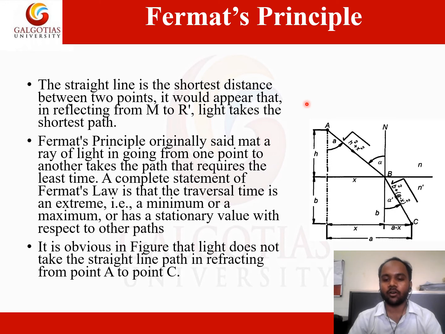this way. So Fermat's principle says that if you are trying to calculate the distance between point A and point C, or point 1 to point 10, we need to take the shortest distance which is available between point 1 and point 10. So here the straight line is the shortest distance between two points. So it would appear that in reflecting from M to R, light takes the shortest path. So here we have a diagram to understand.